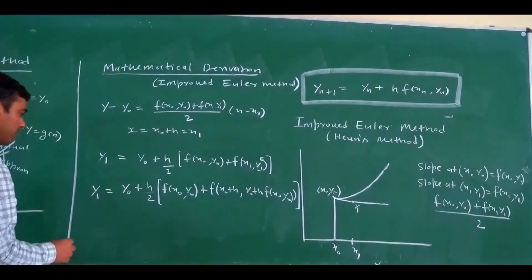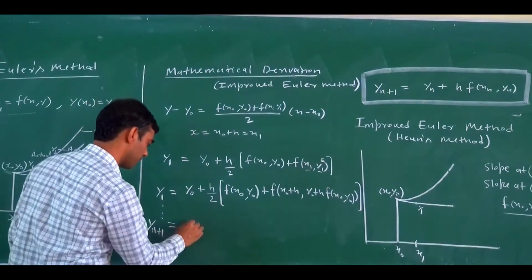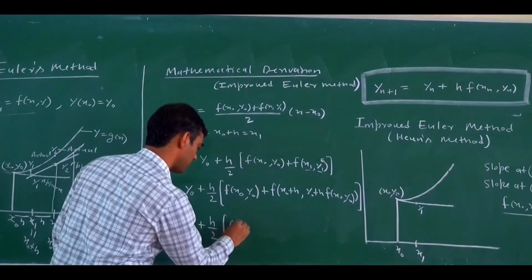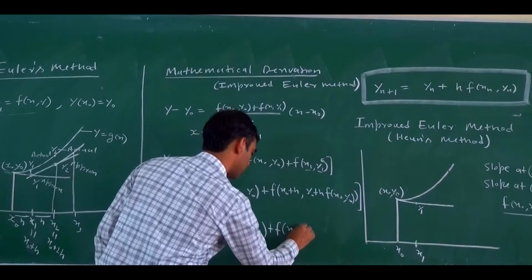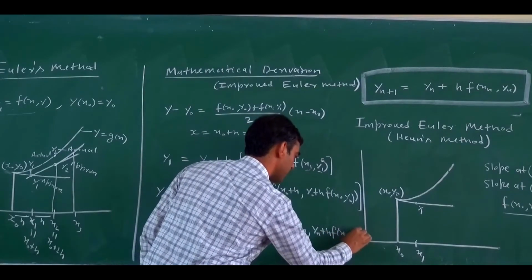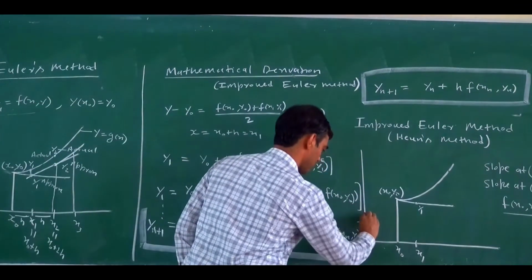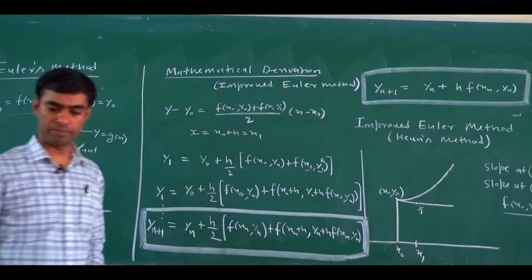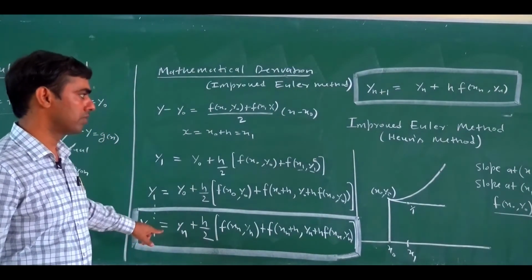If we generalize this, in a similar manner y(n+1) becomes yn plus h by 2 times [f(xn, yn) plus f(xn plus h, yn plus h f(xn, yn))]. This is the iterative scheme of the improved Euler method.